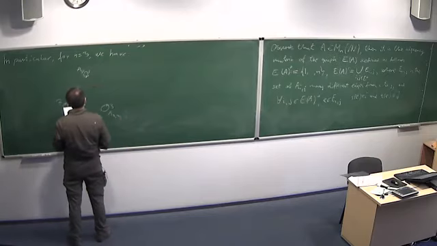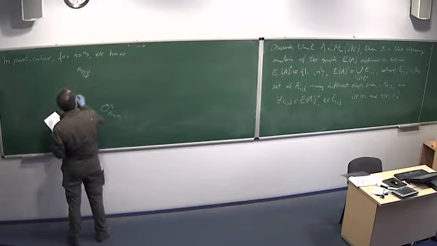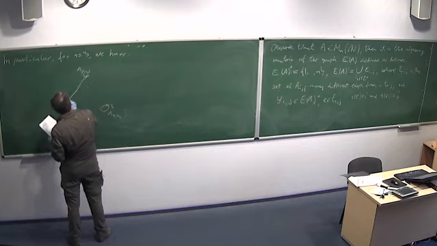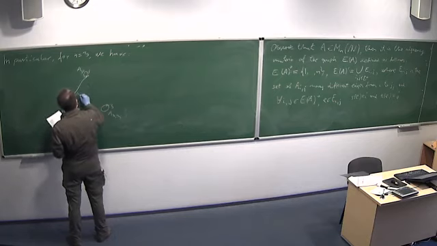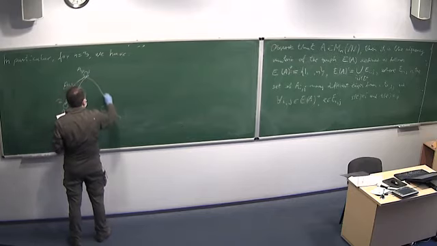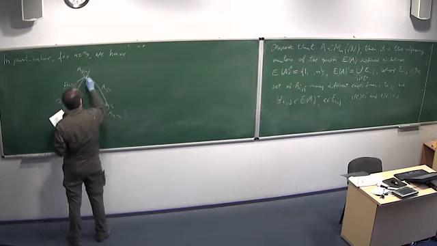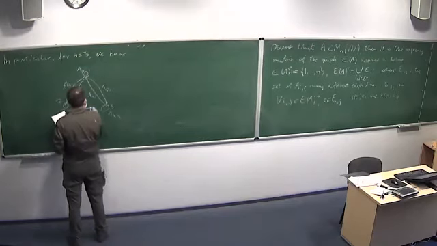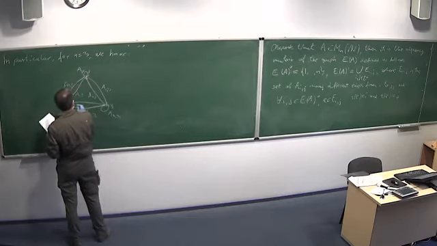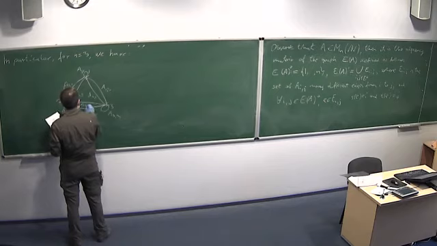Now I have A12 many edges from 1 to 2. I have A21 many edges from 2 to 1, and likewise for other pairs of vertices. So from 1 to 3 is A13. From 3 to 1 is A31. From 2 to 3 is A23, and from 3 to 2 is A32.